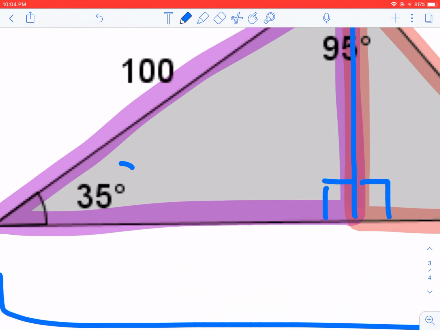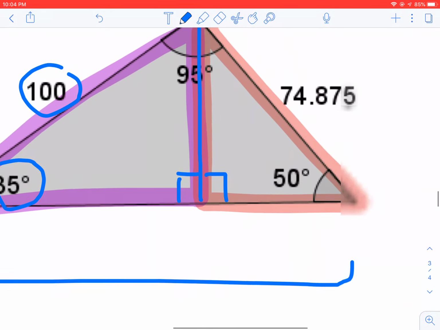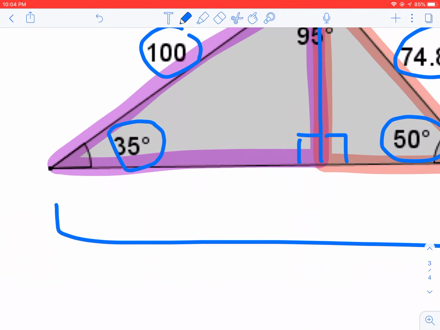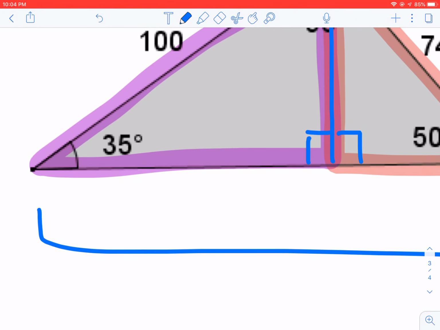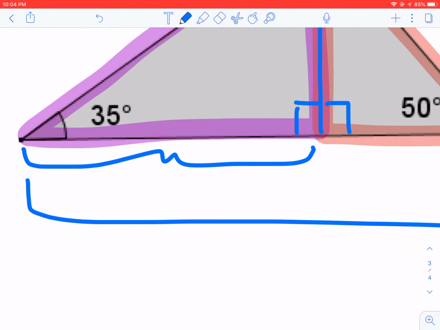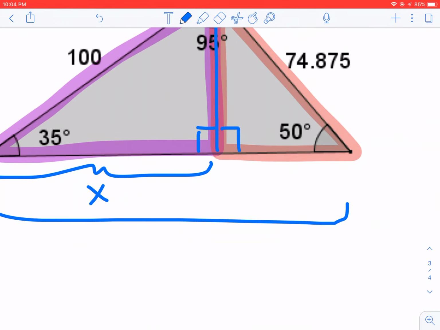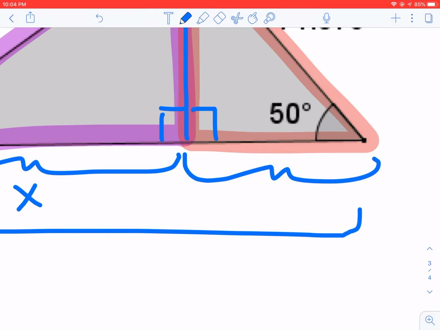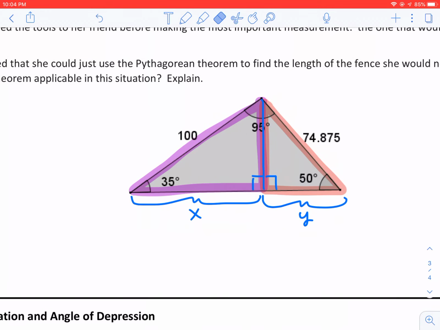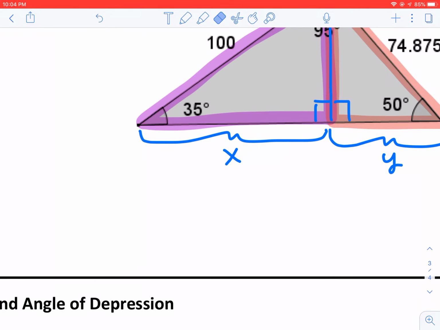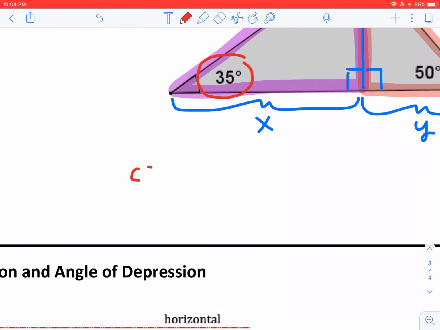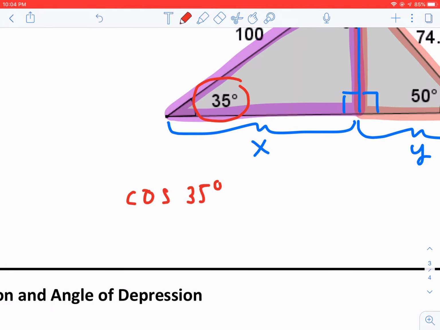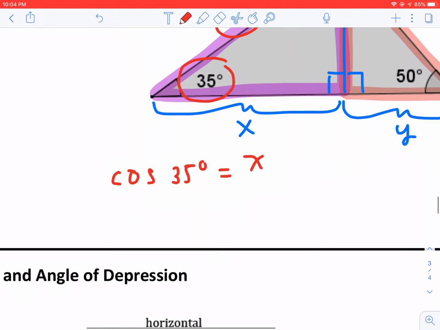And in each triangle we have an angle measure and the hypotenuse, which means we can find the other two lengths in each triangle. So the length of this fence that we're looking for, I can break it up into two parts or two problems. I can call that x, I can call that y, right? And I can find each piece using trig. So if I want to find the length of x, for example, I'm going to use this 35-degree angle. I'm going to be using cosine of 35, right? Because x is the adjacent side, and 100 is the hypotenuse.